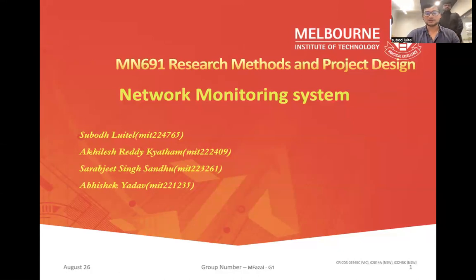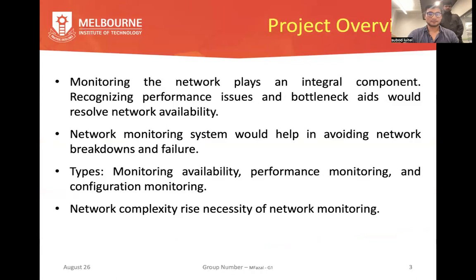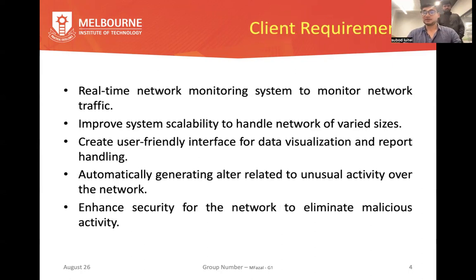So our client was Alina Tan, and the company name is Adventure Unleashed. The project overview is that we're monitoring the network system of Adventure Unleashed. This network monitoring will help us build a good system with fewer breakdowns and failures. The main types of monitoring are availability monitoring, performance monitoring, and configuration monitoring.